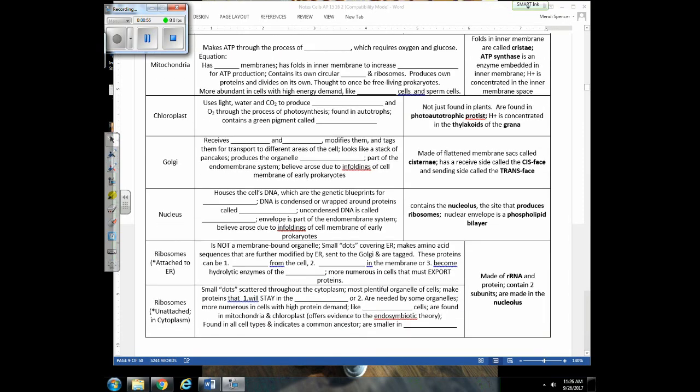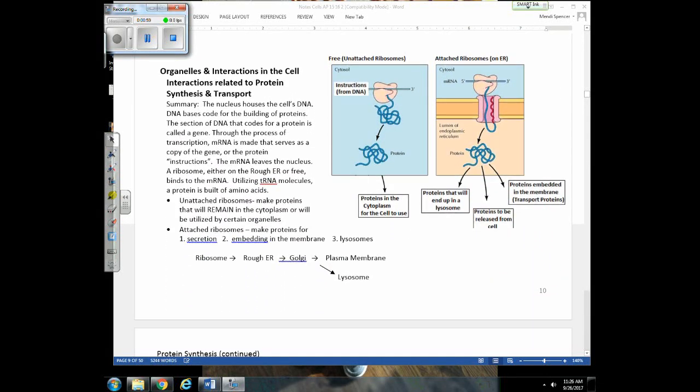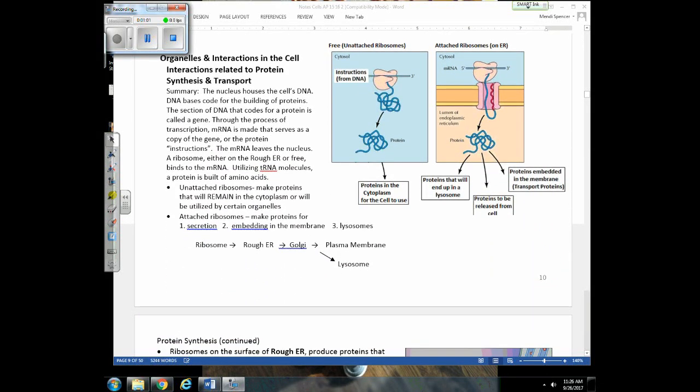Now, we're going to go ahead and talk about cell parts that interact to produce proteins for the cell. Your typical AP question is not going to have you just tell me what is the function of the rough ER. You're more likely going to be asked, how does the function of the rough ER affect the Golgi or the plasma membrane? So you're going to have to really understand what each cell part does so you can tell me how it would interact or affect other cell parts of the cell.